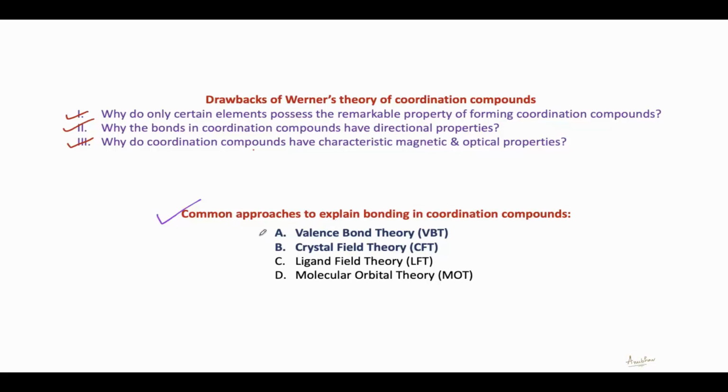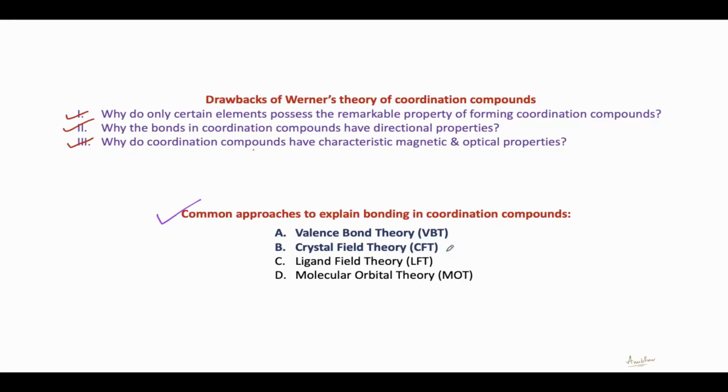First one is the valence bond theory, which is one of the most popular theories. Many approaches have been put forth to explain the nature of bonding in coordination compounds. So these are the list, you can have a look at that. First one is the valence bond theory, abbreviated as VBT. Second one is the crystal field theory, abbreviated as CFT. Third one is the ligand field theory, abbreviated as LFT. And the last one is the molecular orbital theory, which is termed as MOT.